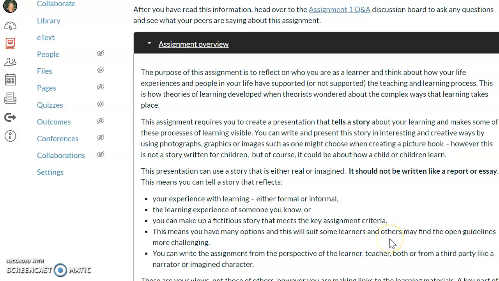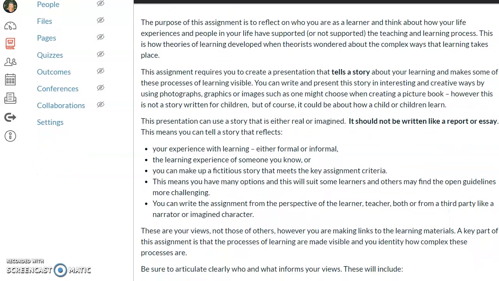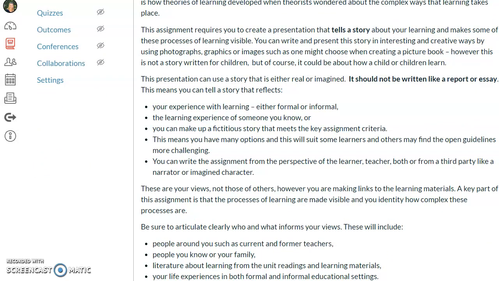It means that you have many options. So some people suit the more creative side and like to have some flexibility. Other people like to have a little bit more structure. In that case, you'll be looking through our exemplars and you might feel a little bit more confident looking at their structures, and you can follow along there.